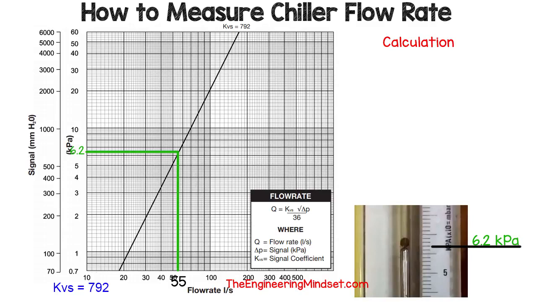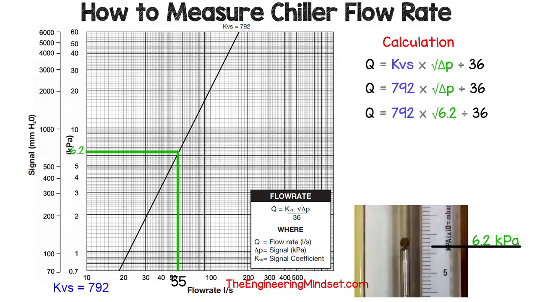For that, we need to use this formula, which is the flow rate Q is equal to the KVS value multiplied by the square root of the pressure difference divided by 36. Now we know what our KVS value is, so we can just drop that number in. We also know what the pressure difference value is too, so we can drop that in also. Then we just square root that value and multiply it by the KVS value. Then we just divide this all by 36 to get the answer of 54.7 litres per second. And there you have it. That is the water flow rate through your chiller.